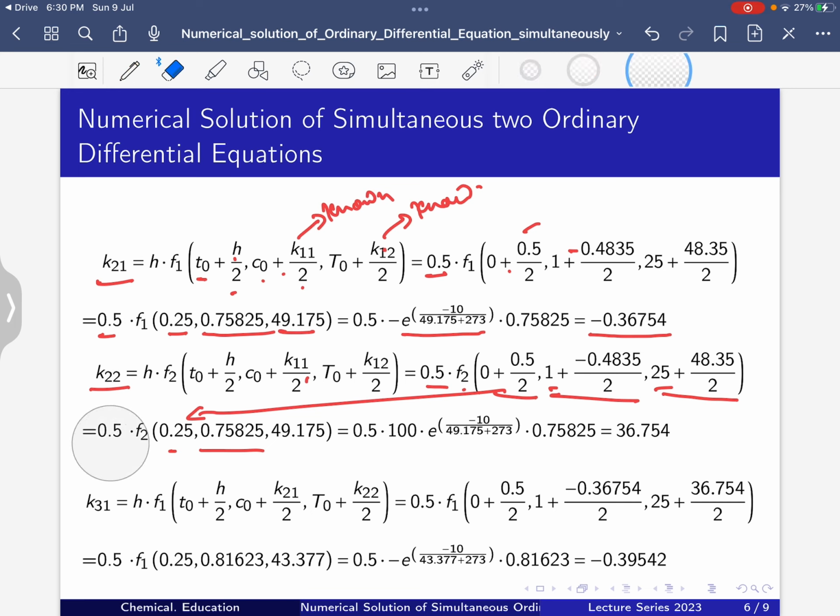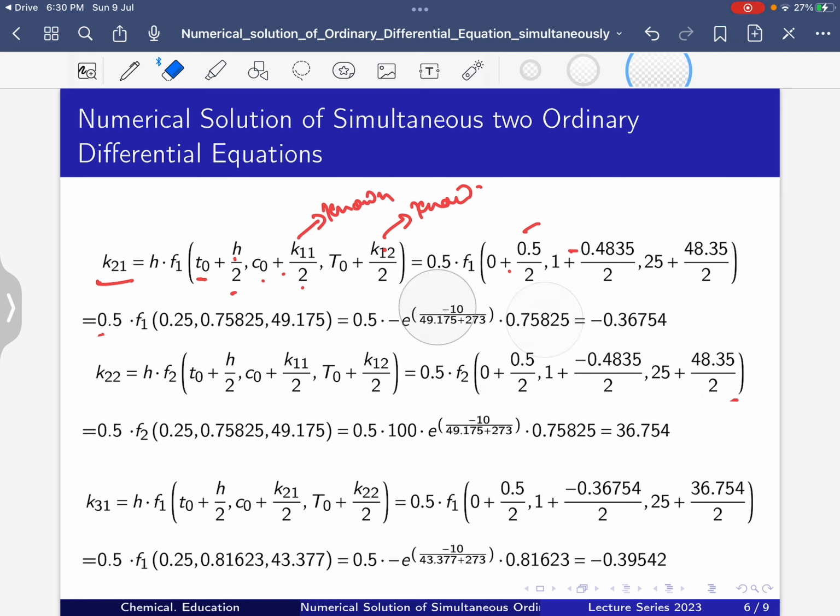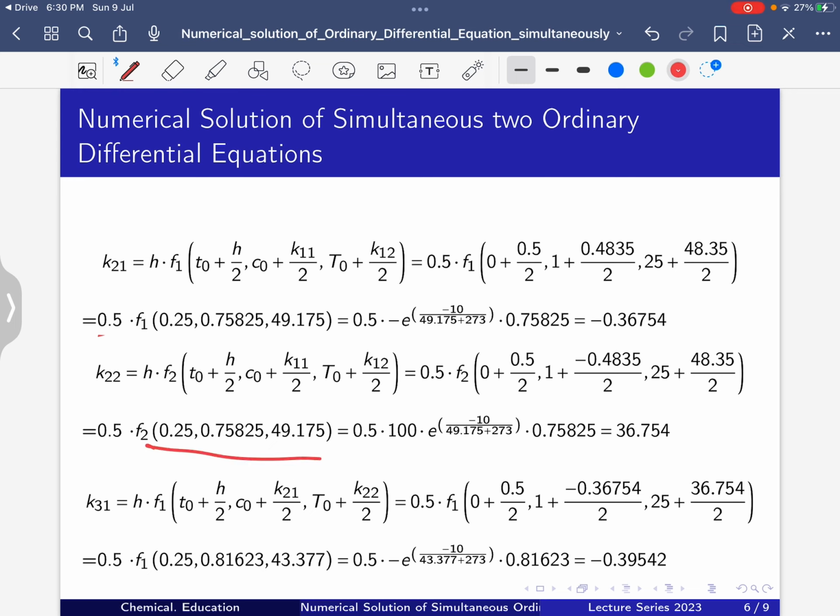Okay, so you have to erase all this, otherwise it will not be visible, it will not give that proper clarification. So now after getting all this, we plug in the second equation, and if we do the calculation, we'll get 36.754. Okay, so k21 and k22 we know.